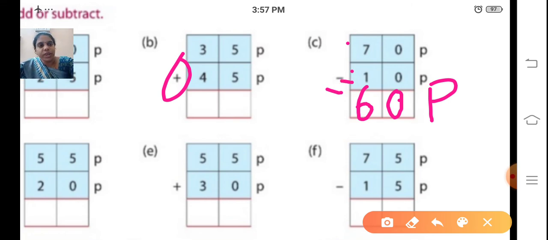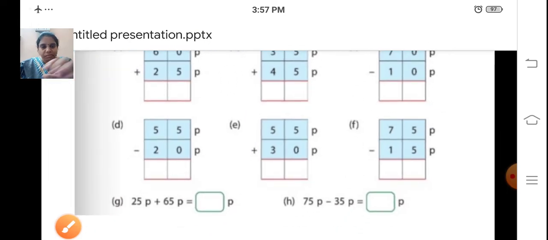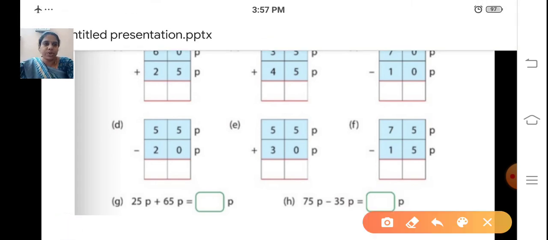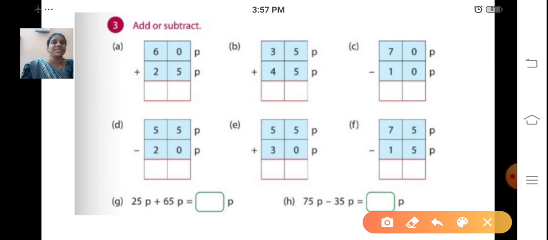You're going to count after this number, right? After 1, 2, 3, 4, 5, 6, 7. So, 6. Now, the D sum you'll do as homework. D and E, you're going to do as homework. And the F sum we'll do now. 75 paise minus 15 paise. It's easy.